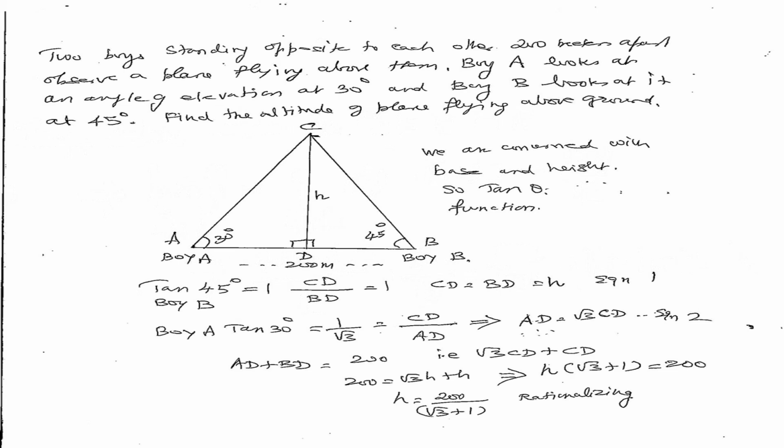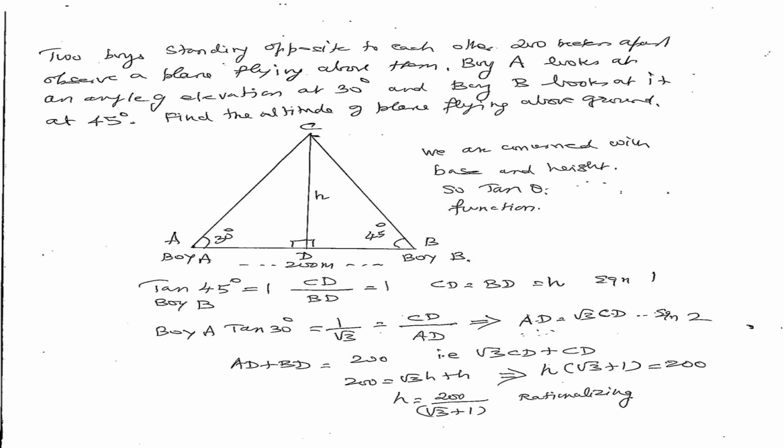Two boys are standing opposite to each other 200 meters apart and observe a plane flying above them. Boy A looks at an angle of elevation of 30 degrees and boy B looks at it at 45 degrees. Find the altitude of the plane flying above the ground above them. We are concerned with base and height, so it is the tan theta function. Tan 45 is equal to 1, therefore CD height by BD is equal to 1. CD is equal to BD, which is equal to H, which is equation 1.